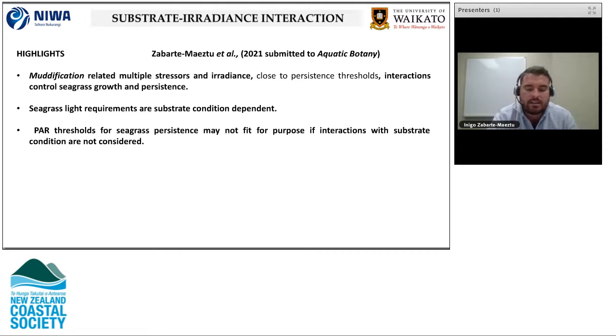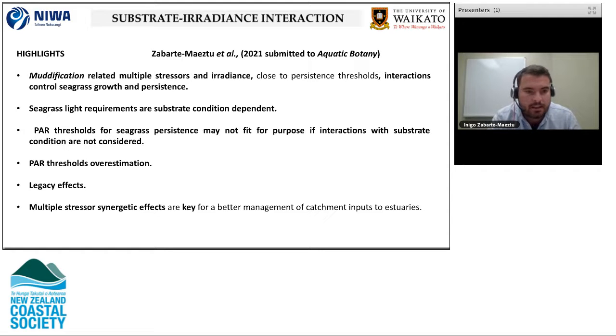This is like the iceberg. If things are going down below ground, we need to consider them also. They are pretty important because they are interconnected. So we may be overestimating PAR thresholds, and we must take into account the legacy effects of the fine sediment already incorporated in the substrate. And multiple stressors are interacting to affect our seagrass growth.